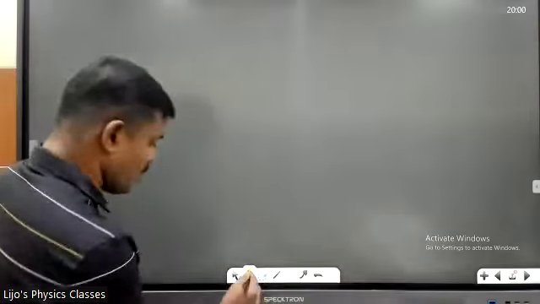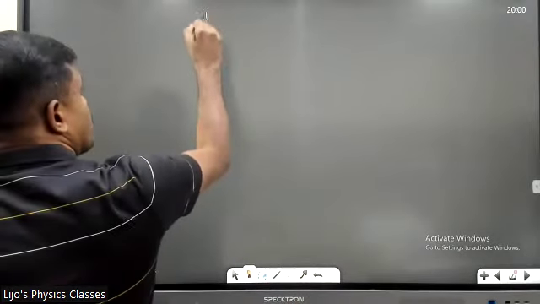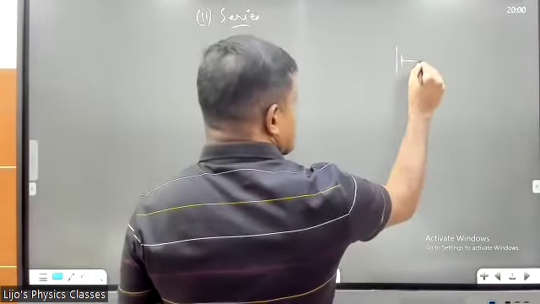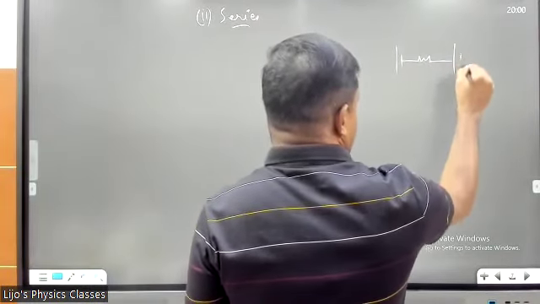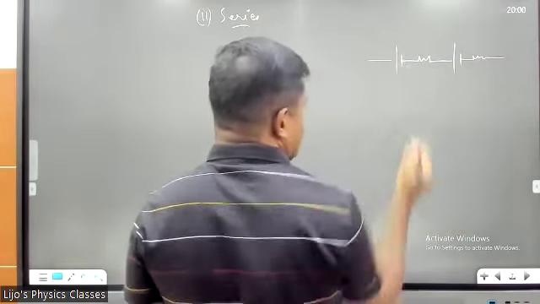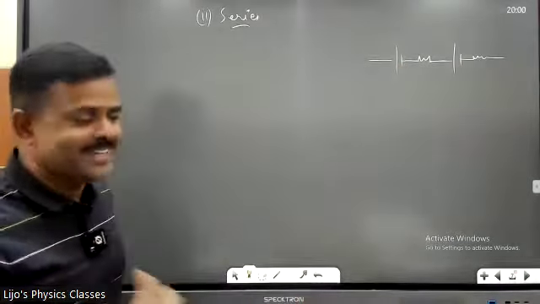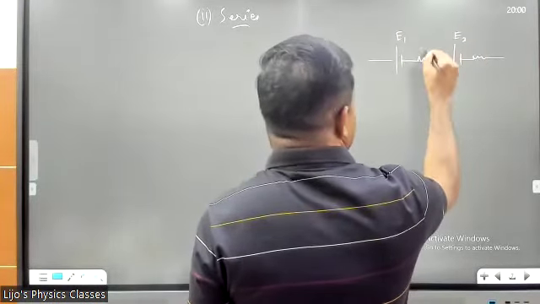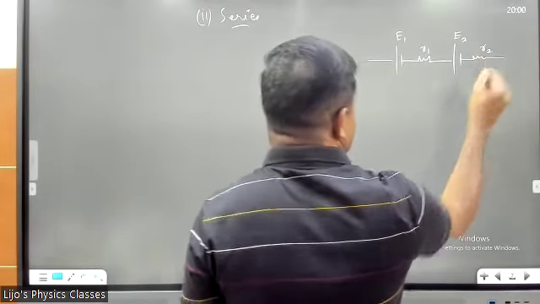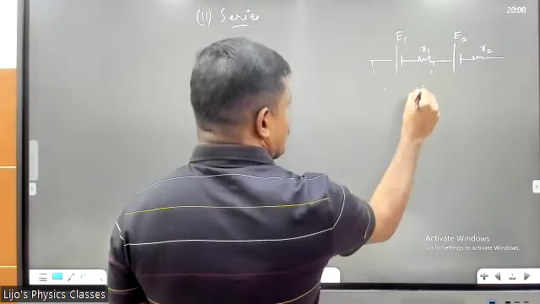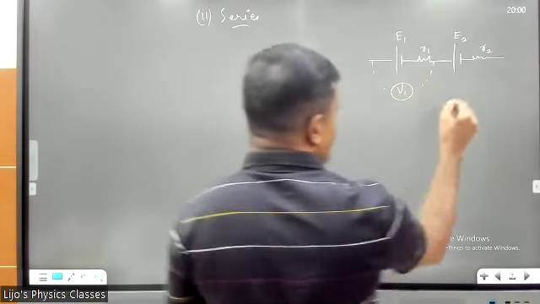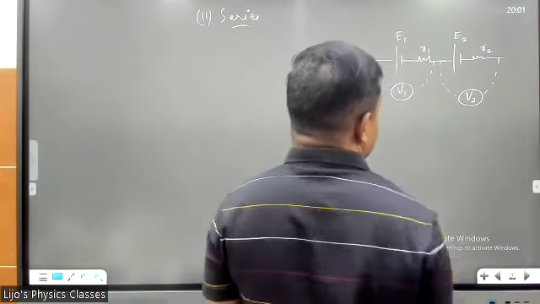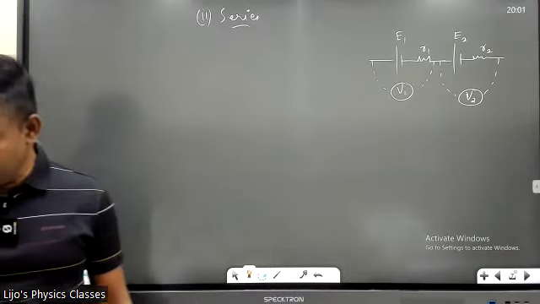Write the heading: series combination. All of you online understood? Since I forgot to write an introduction in the last case, I'm not writing one this time either. Anyway, you can write it, so there will be uniformity. This is E1, this is E2, this is R1 and this is R2. Across the first one, you connect a voltmeter, V1. Across the second one, you connect a voltmeter, V2. Both the cells drive the same current.